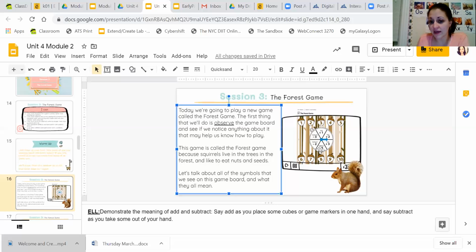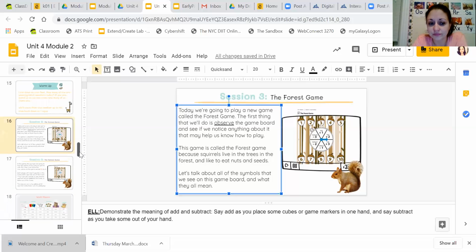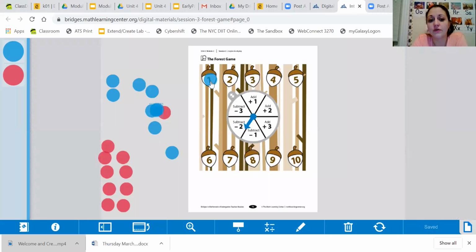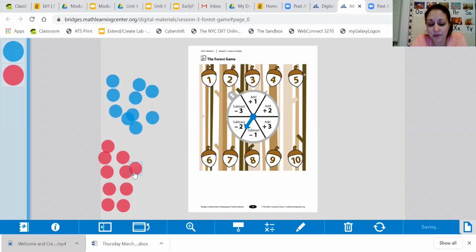So we looked at our game board, we see that there's numbers, we see that there's addition and subtraction, so adding numbers and taking numbers away. Now we're gonna jump right into the game, okay? So here we go. Okay, so you play this with 2 people. So if I had Mr. Ewan here, he would be playing with me. But because Mr. Ewan is not here with me right now, I'm going to be playing it.